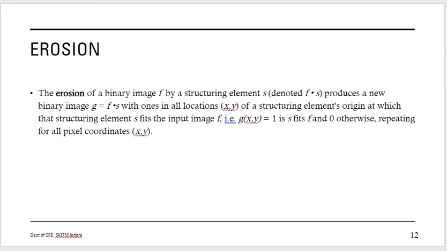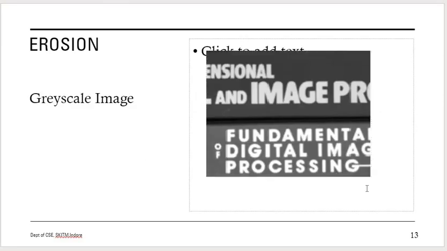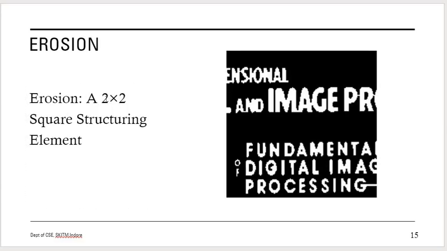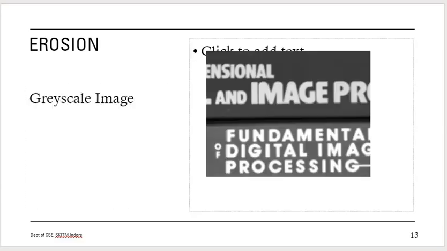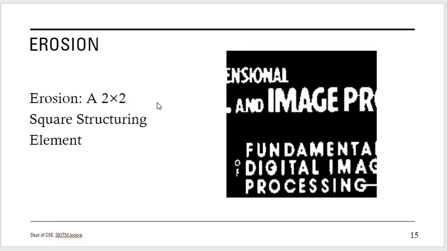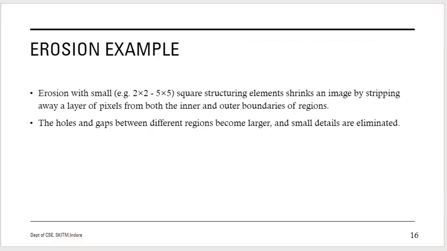Repeating it for all the pixel coordinates. So we have this grayscale image, and this is the binary image after thresholding and the erosion operation that we have performed over this binary image. Here we have used a 2x2 structuring element.